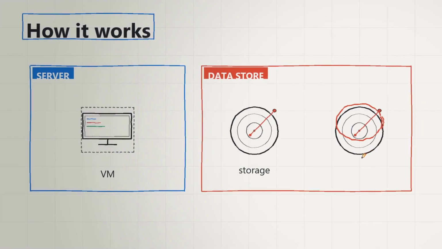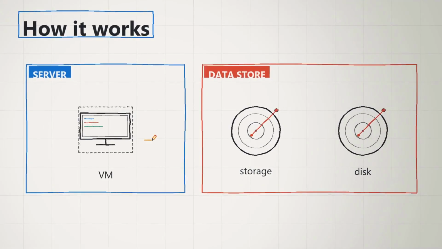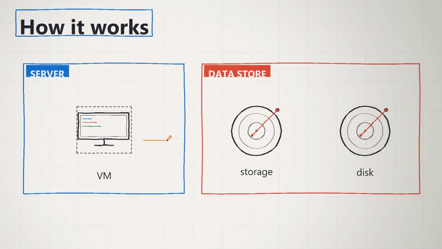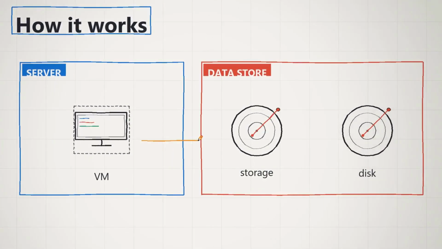Storage looks like real disks, but isn't. A VM's disk is a 2 gigabyte thin provisioned VMDK file on a shared 7,200 revolutions per minute array, yet the guest sees it as a SCSI device with 512-byte sectors.